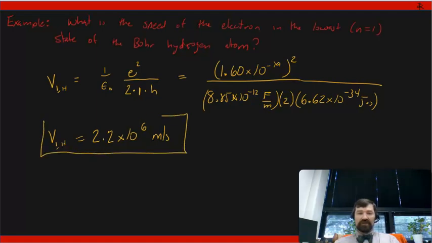So this right here ends up being our speed for this ground state hydrogen. Good news about this number is that it is below the universal speed limit. That's a nice double check. So this is a reasonable-ish result, at least according to classical physics and general relativity.